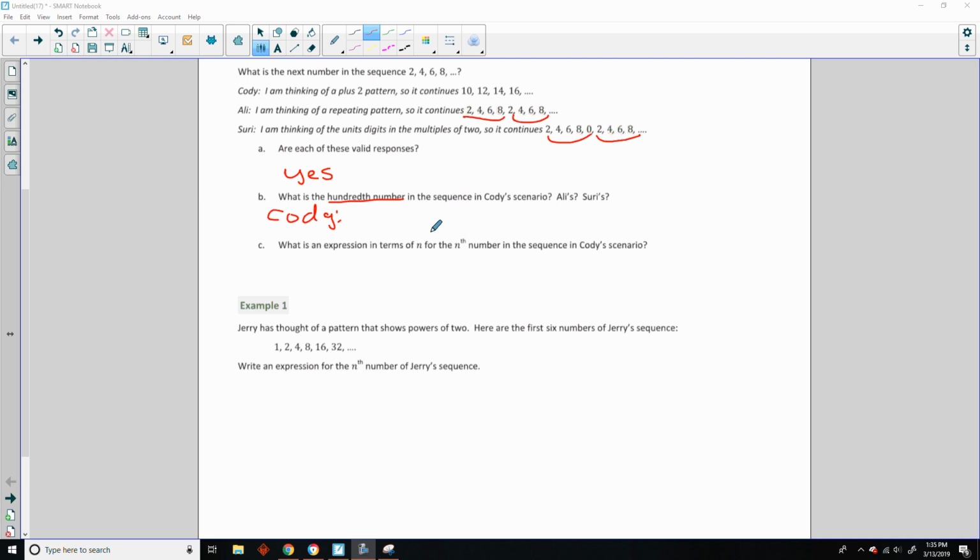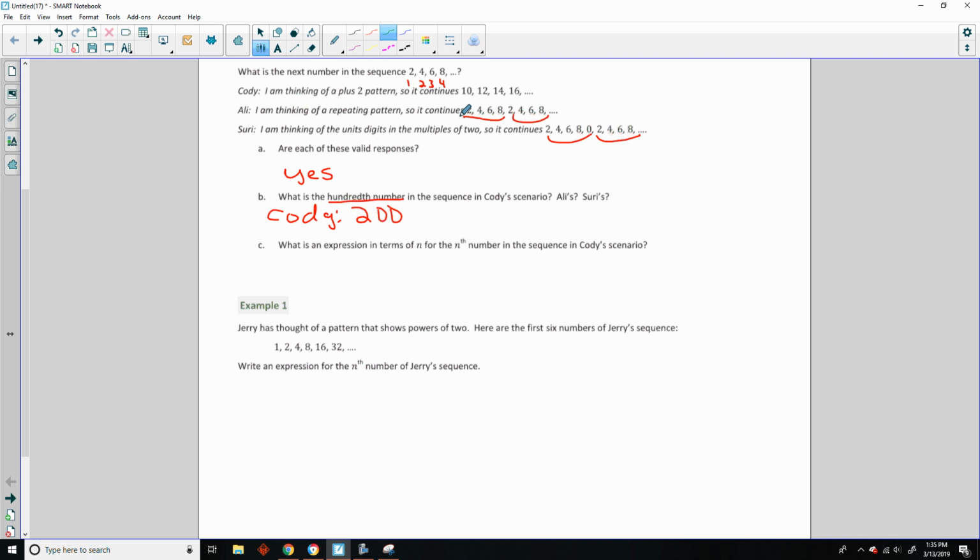Okay, so as sequences, we want to think about patterns here. If we're talking about Cody, he started with 2. My first term was 2, my second term was 4, my third term was 6, my fourth term was 8. So all you have to do is multiply your term by 2, and that's the number you're going to be at. So if it says what is the 100th number in the sequence of Cody's scenario, then I would just take 100 times 2, and that should be 200.